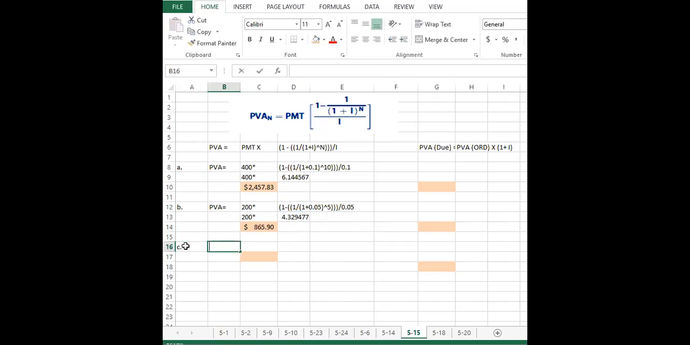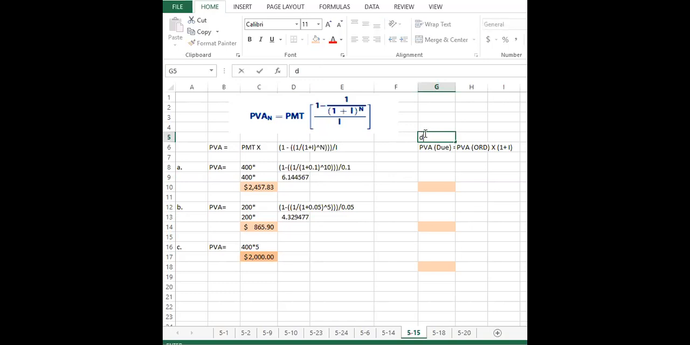So when we have 0% interest rate, then we don't need any formula. Simply multiply your payments, which are 400, with your time period, that is 5 years. So multiply 400 with 5 years, you get 2000. So 2000 is your present value.